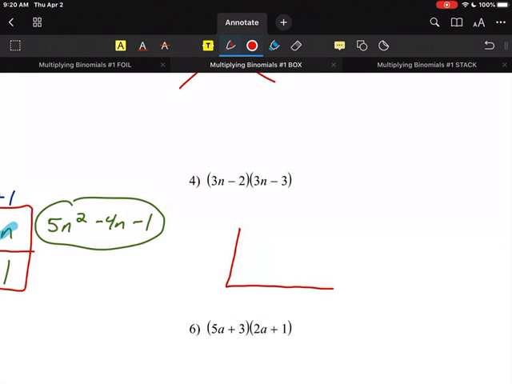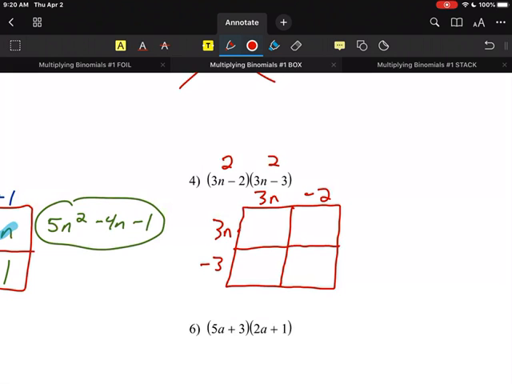So you make your box. Okay, there are 2 terms in this one, 2 terms in this one, so I'm going to make 2 rows and 2 columns. All right, I'm going to put each term in its own column and row, so 3n and minus 2, that's the first polynomial. 3n minus 3, that's the second polynomial, and then I match them up.